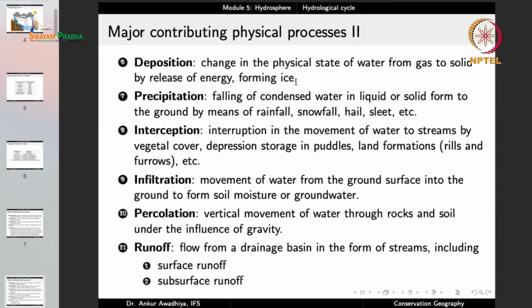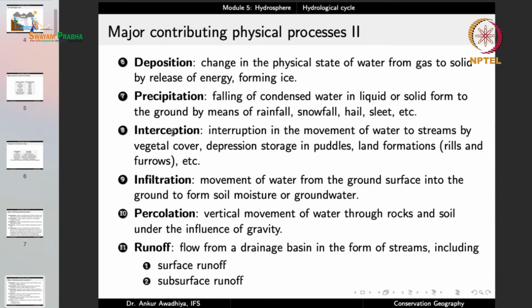So this condensed water in the form of solid or liquid or a mixture, it falls to the ground by means of this process that is known as precipitation. So precipitation means rainfall, snowfall, falling of hailstones, falling of sleet, and so on.